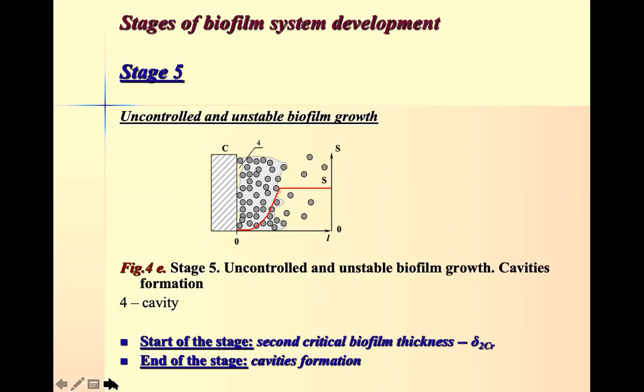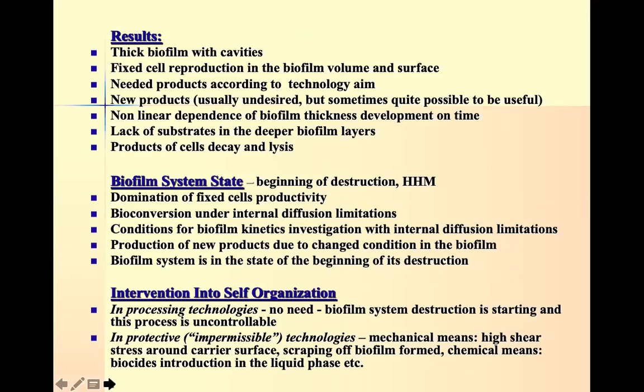But at stage 5, uncontrolled and unstable biofilm growth, you see, not controlled. In stage 4, there were two critical thicknesses, critical stage 1, critical stage 2, but here you can see uncontrolled, the surface is uneven. That means uncontrolled and unstable biofilm growth. Cavities formation, some cavity, here you see cavity is formed, and this is characteristic for stage 5, cavities formation. And please go through this part.